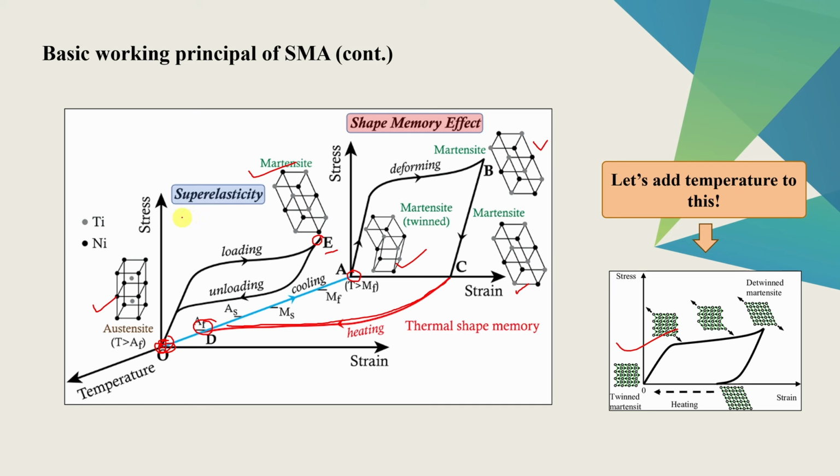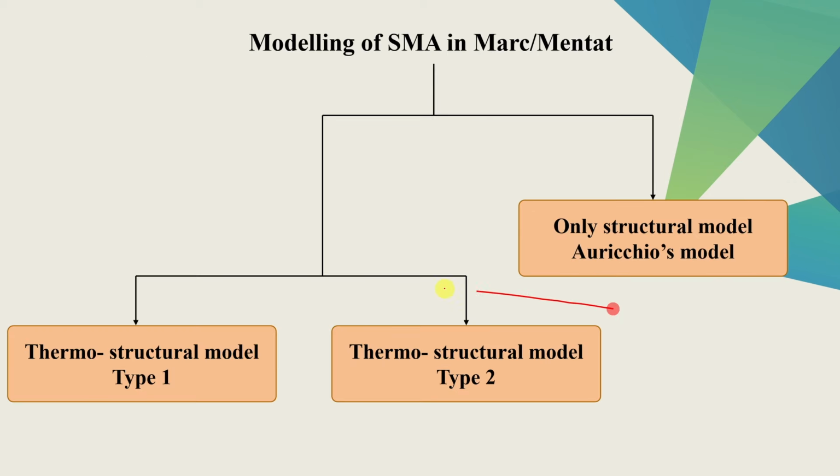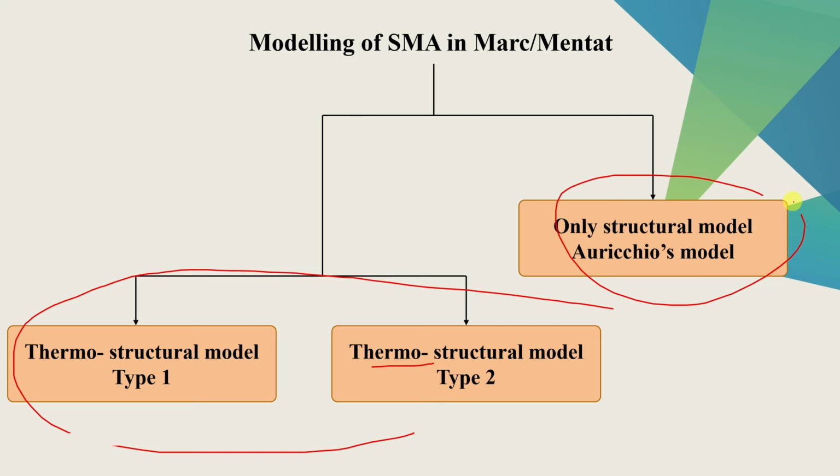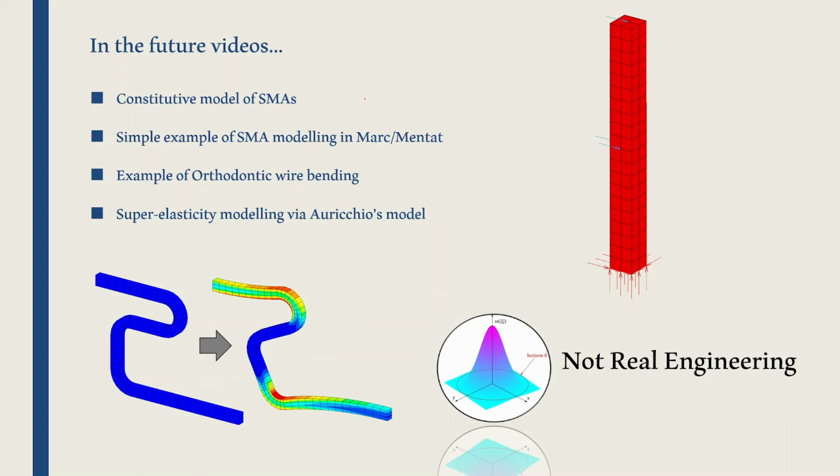That's why for superelasticity, Mark has a different material model where temperature is constant, and for shape memory effect, Mark has a different material model where temperature is also considered. Hence, depending on your application, you can choose between these two constitutive models, and those models are shown over here. These two models are for shape memory effect. Here temperature is important, that's why those are thermostructural models. Again, there are two types, but they are very close to each other. And for superelasticity, Mark has this model, which is only a structural model, because we don't have to consider the temperature change. I think that's a good point to stop.